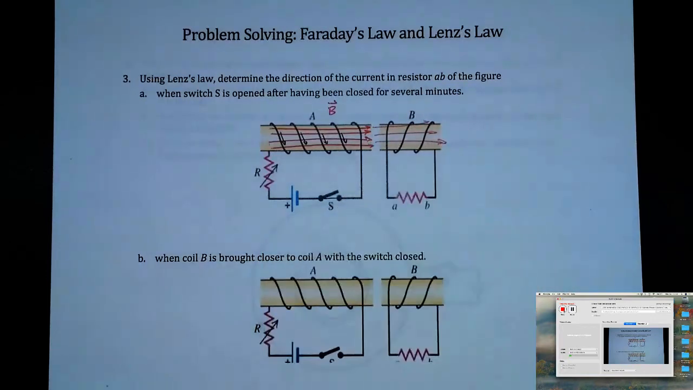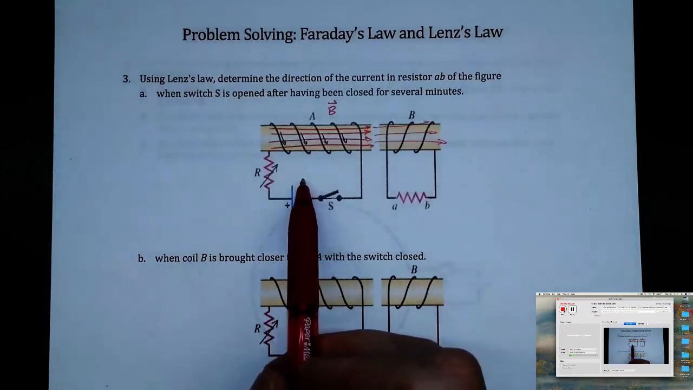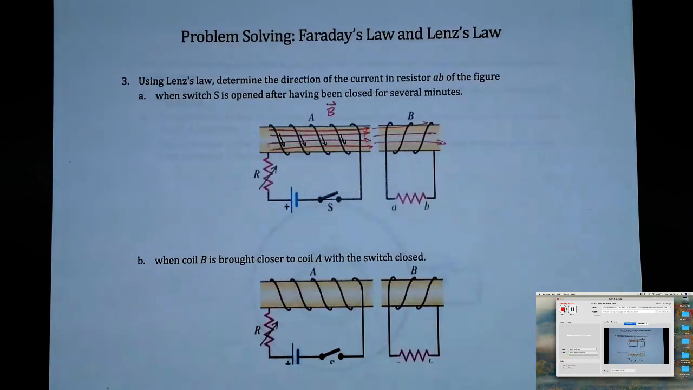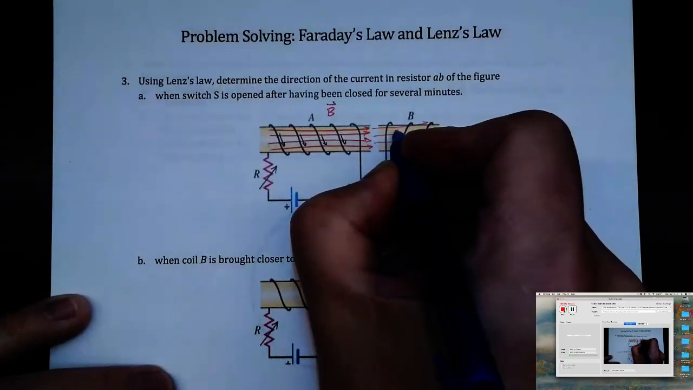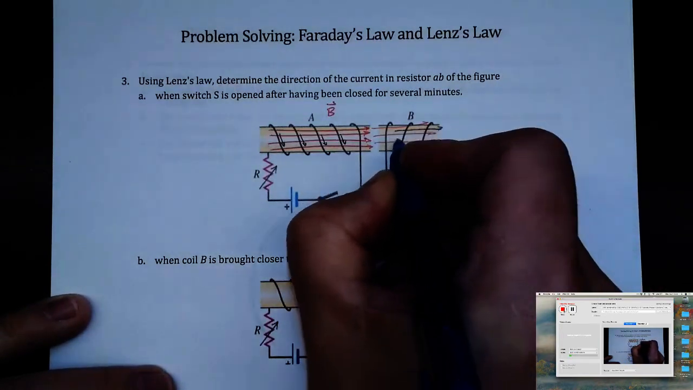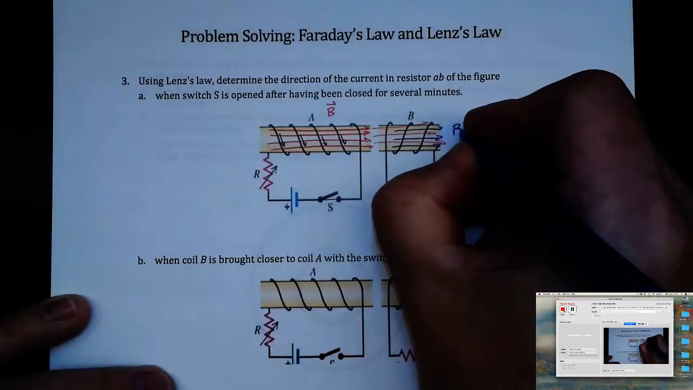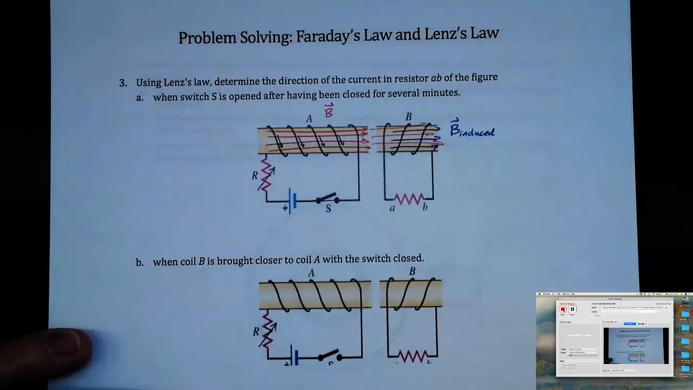It's getting weaker with distance, but it's still in that direction. However, when we open up the switch and this current turns off, this magnetic field over here is weakening with time. And the fact that the magnetic field is weakening in time means that the induced magnetic field in the right-hand coil is going to point in the same direction to try to fight against that change that it's undergoing.